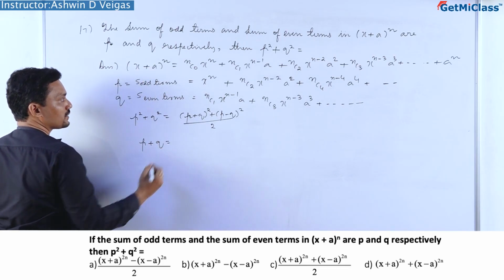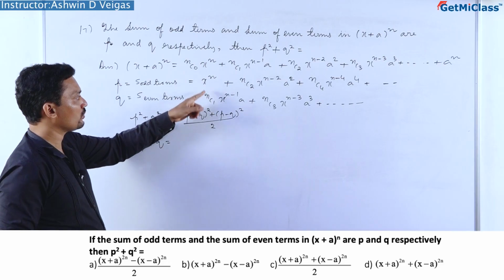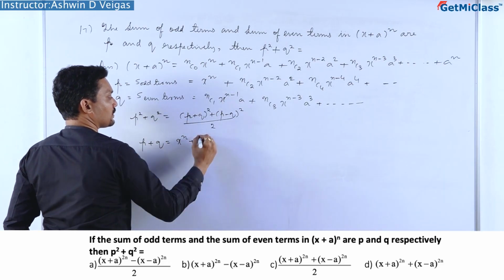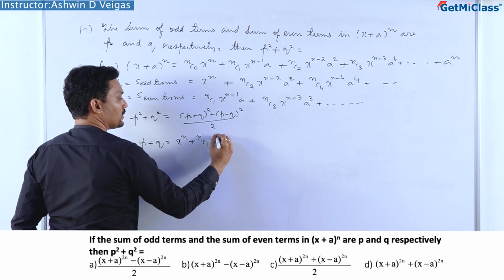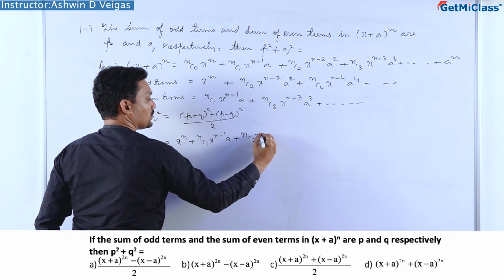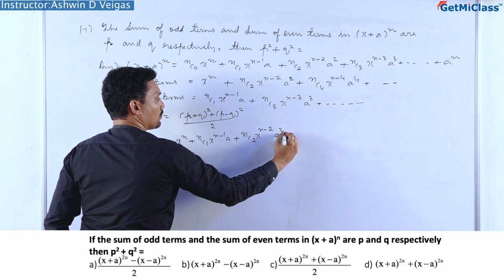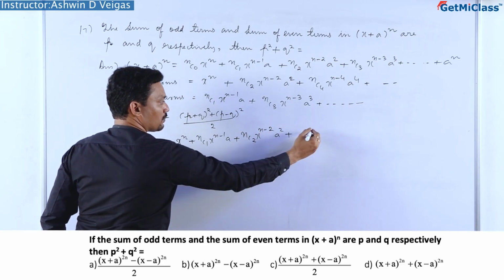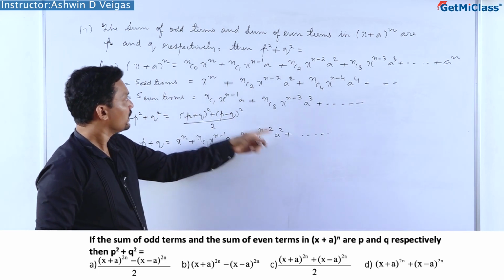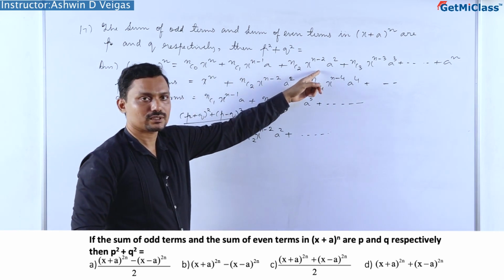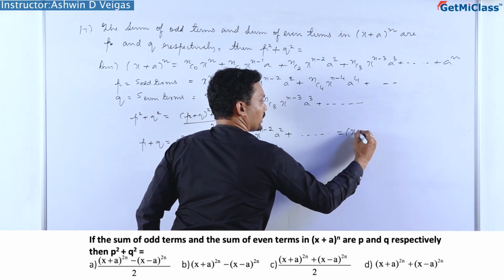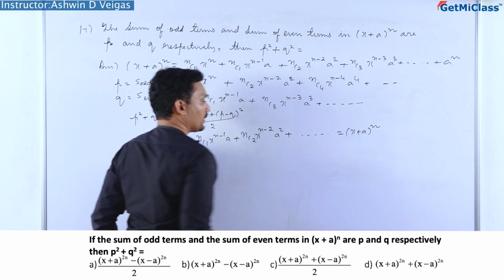Suppose you do p + q, you are going to add this with this. So, you will get x^n + nC1 x^(n−1) a + nC2 x^(n−2) a² + nC3 x^(n−3) a³, etc. And if you look at this expression, it is exactly equal to (x + a)^n. So, this is nothing but (x + a)^n.